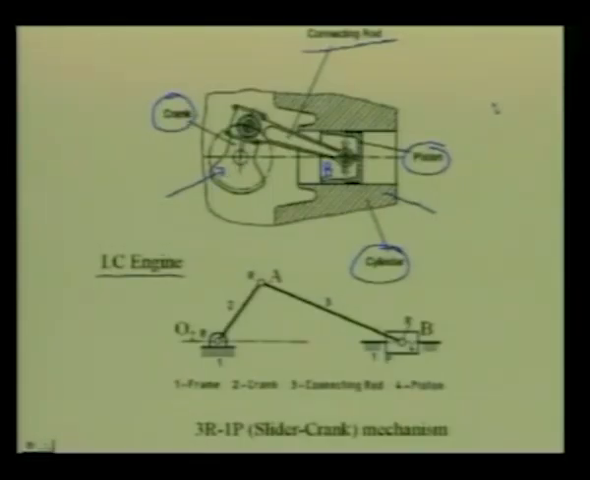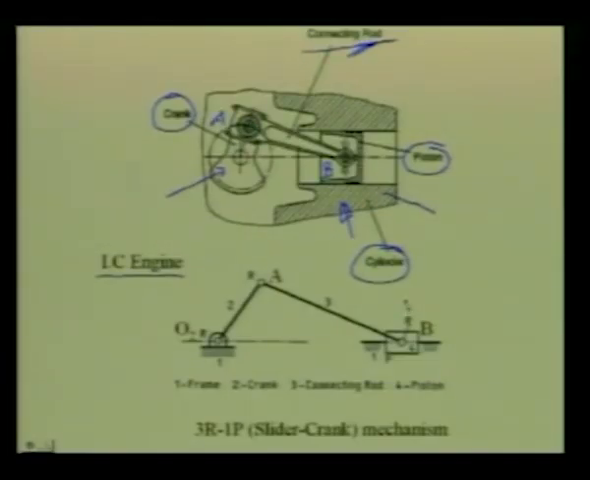Now, to draw the kinematic diagram of this mechanism, we should first try to determine how many different rigid bodies are involved. One is the cylinder, which is the fixed link. Two is the piston, which has a prismatic pair along the horizontal direction. Three is the connecting rod, which has a revolute pair with the piston at this location B. Four is the crank, which has a revolute pair with the connecting rod at this location, let me call it A.